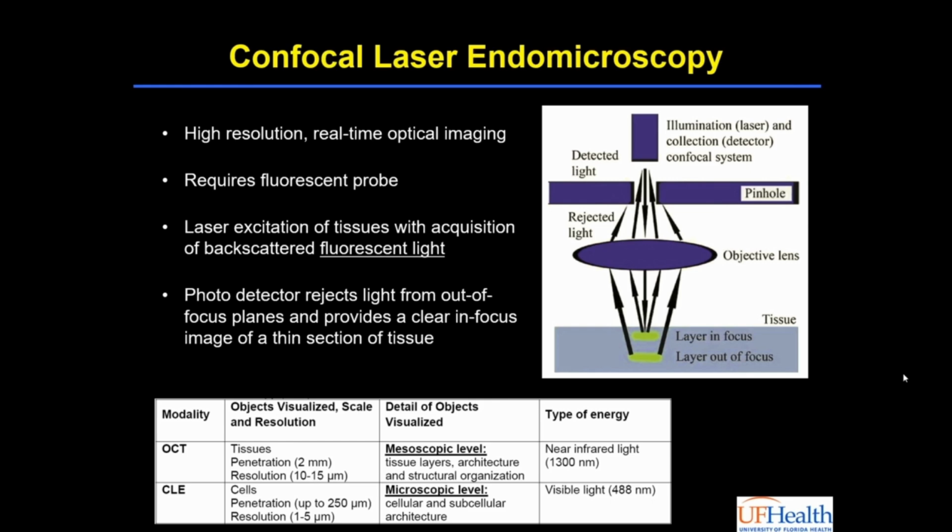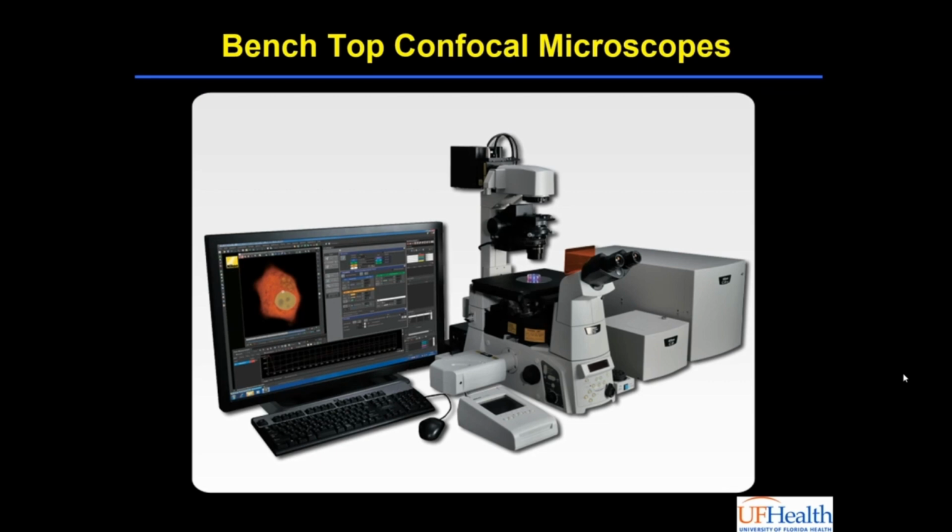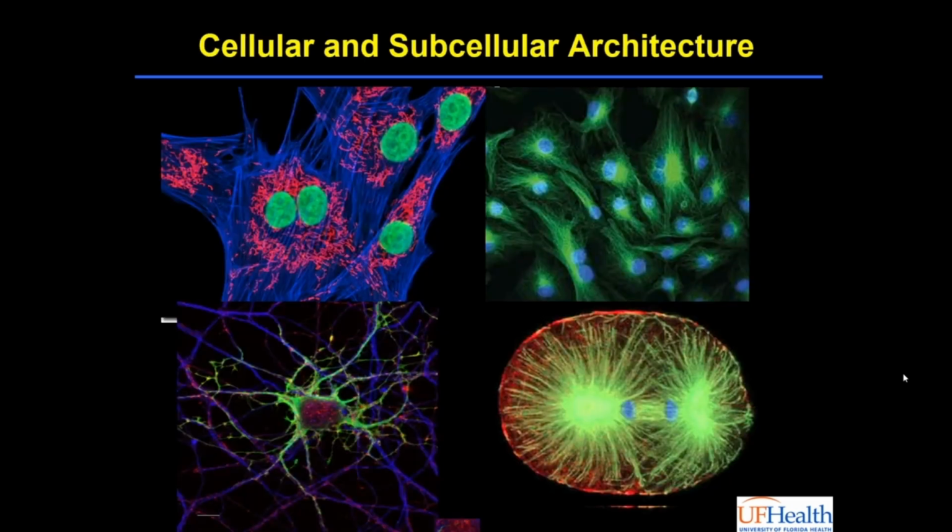So instead of near-infrared light, we're acquiring backscattered fluorescence light. If you put OCT and CLE next to each other, OCT provides mesoscopic level information, whereas CLE provides microscopic level information, at a much higher resolution, really giving us information on the cellular and subcellular architecture level. So again, these are the benchtop systems in basic science labs, and if you walk down the corridor of any basic science lab, you see these beautiful pictures of cells, right, that are all fluorescent. These are oftentimes performed by benchtop confocal laser endomicroscopy systems.